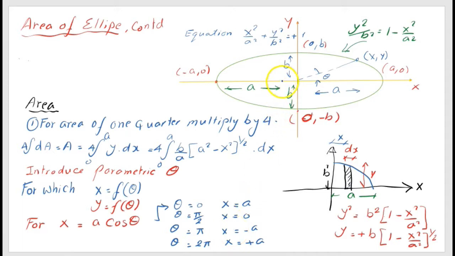If you want to move further to 3 pi over 2, we will get 0. But for 2 pi, we get again the value of a. That's fine. Our next step is to develop an expression for the y.